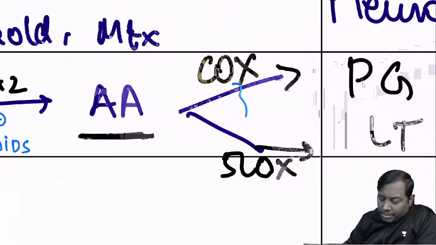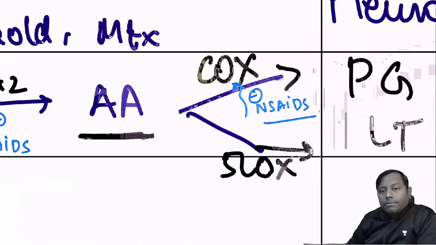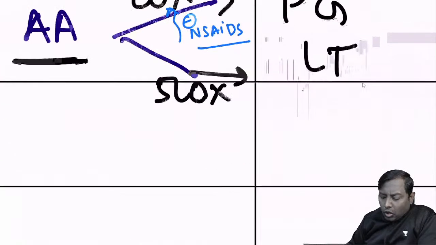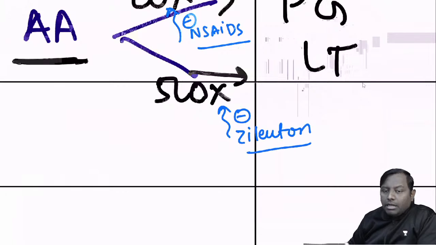COX inhibitor will be very simple. That is going to be your NSAIDs. Can you tell me what about the LOX inhibitor? 5-lipoxygenase inhibitor. The name of the drug will be zileuton. Again a very simple question. 5-LOX inhibitor will be zileuton.